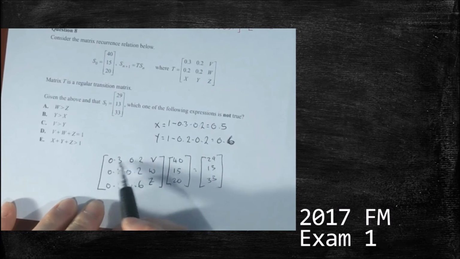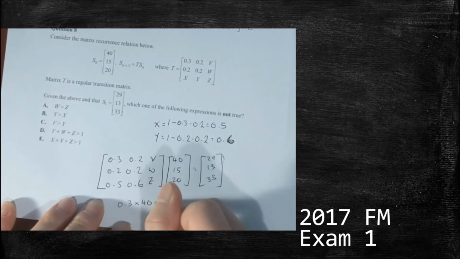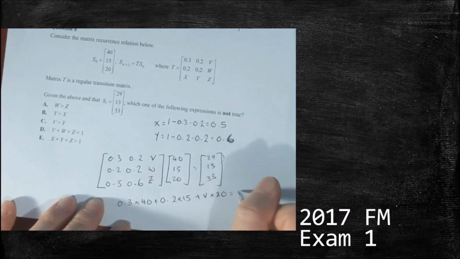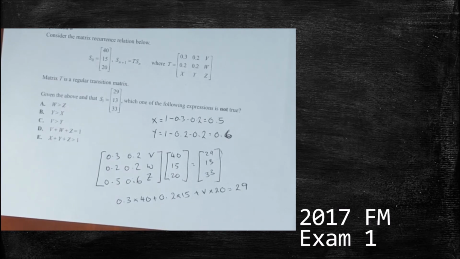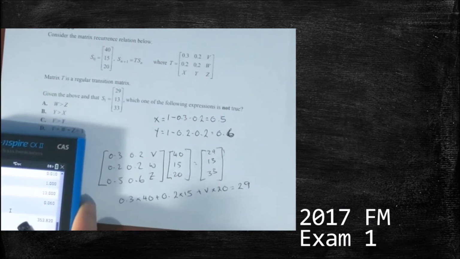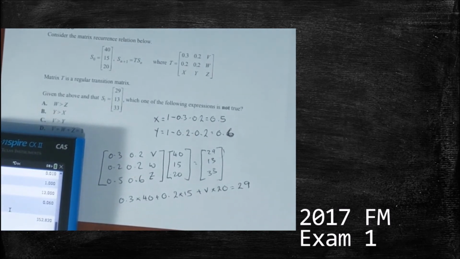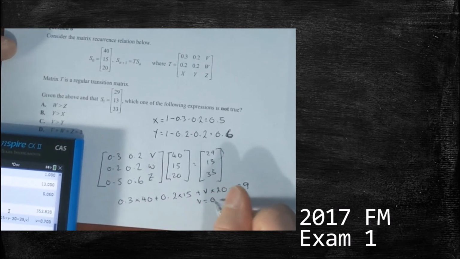So hopefully you remember 0.3 by 40. So to get this 29, it will be 0.3 times 40 plus 0.2 times 15 plus V times 20 to make 29. Then you can get your CAS out and use the solve function or work them all out individually. It's up to you. I'm going to use the solve function. So menu, algebra, solve: 0.3 by 40 plus 0.2 times 15 plus V times 20 equals 29, comma V, to solve for V, and the answer is 0.7, so V equals 0.7.